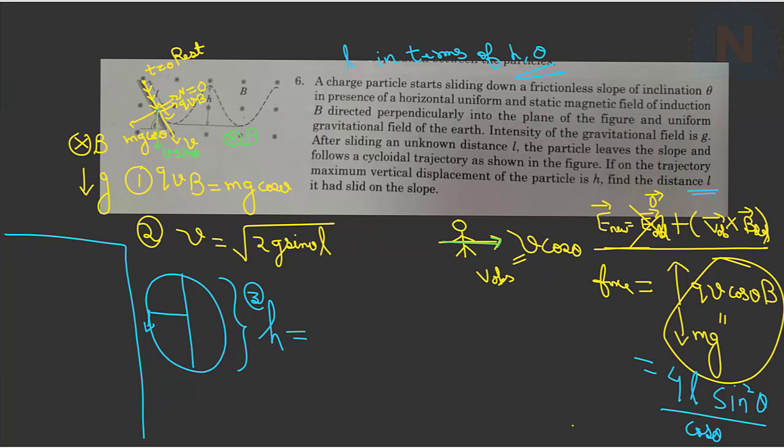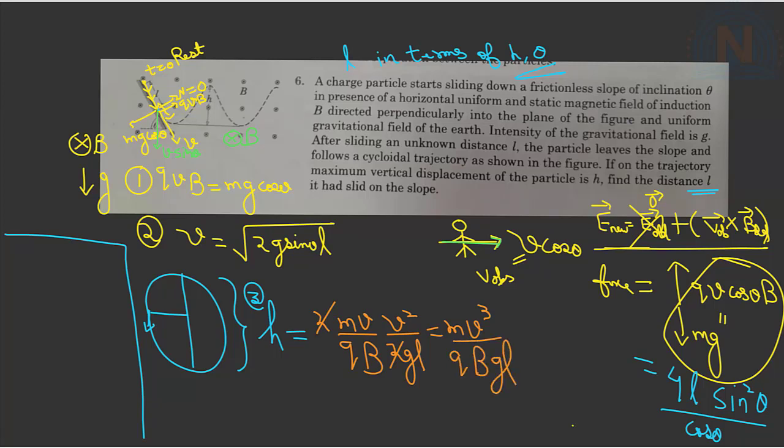So h, I'm writing, my h comes out as twice of mv upon qB, and a term of v was coming, sin theta. So I have written sin theta as v square upon 2gL from the second equation. Just observe my steps. So I got it as mv cube. This 2 will cancel out. I got it as mv cube upon qB gL term, and the sin theta term will also come.